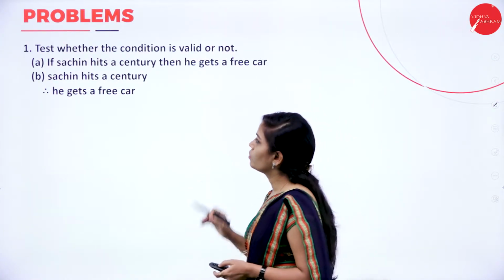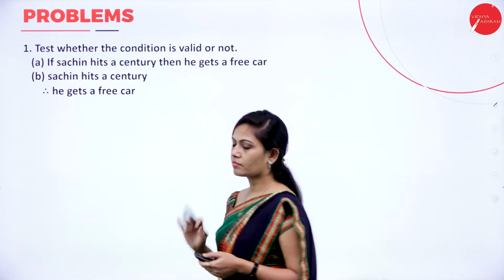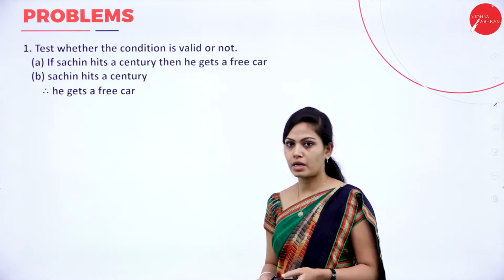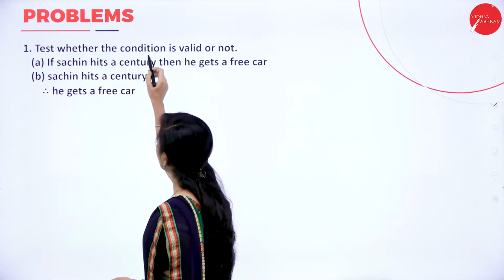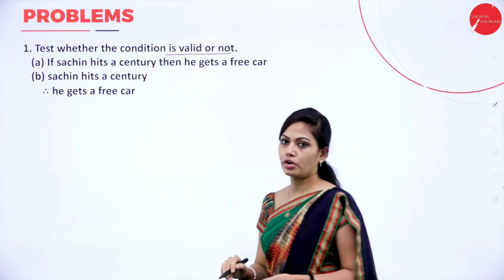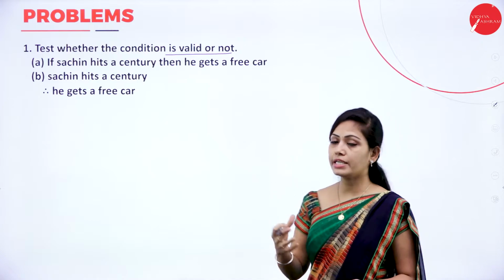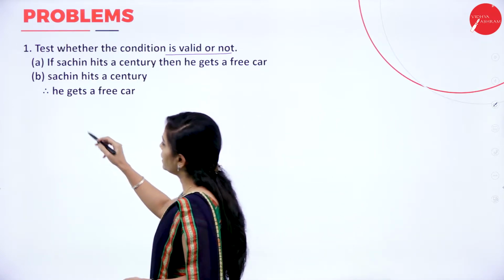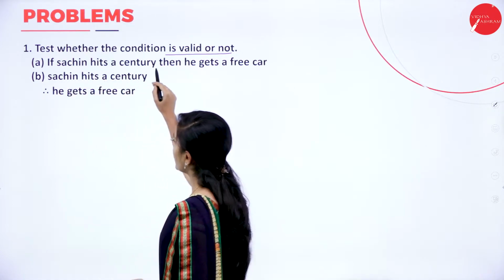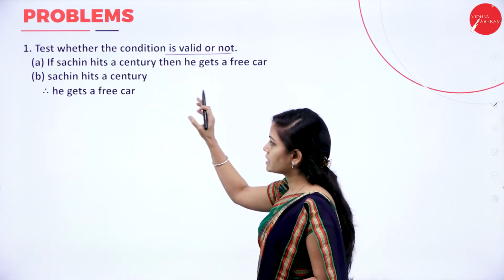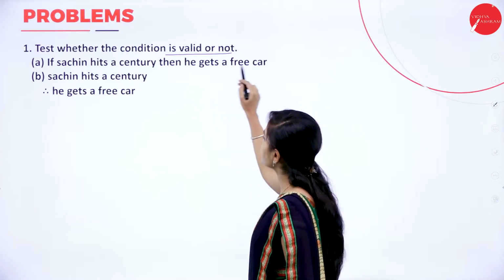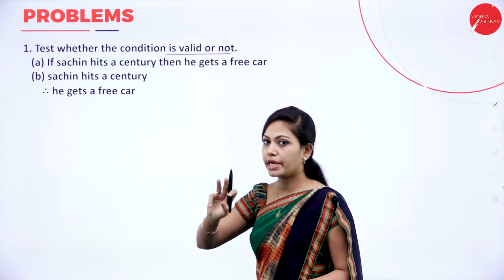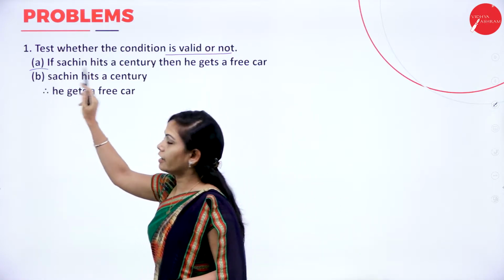Here you have one statement. The first problem, so you can expect this question for 4 marks. Test whether the condition is valid or not. Here we have to check whether the condition is valid or not. We have two statements. If Sachin hits a century, then he gets a free car. In question A, I have two statements.